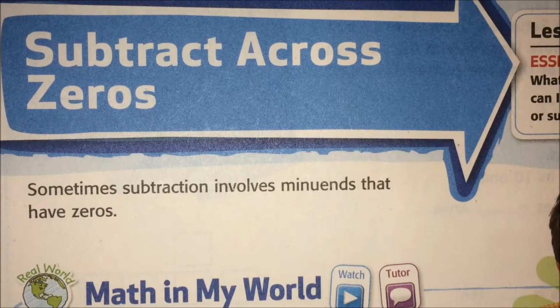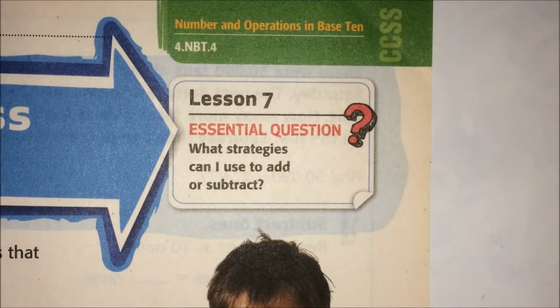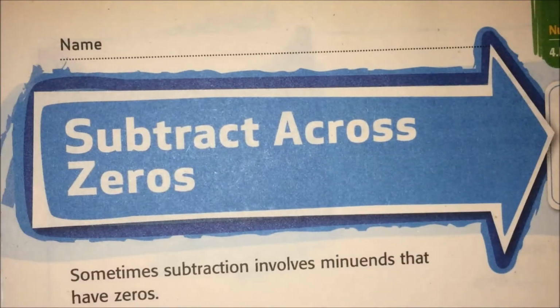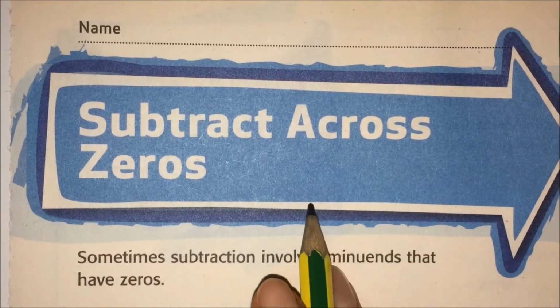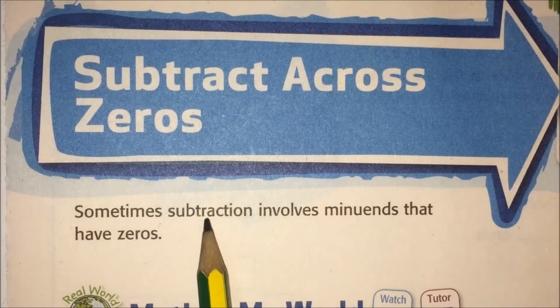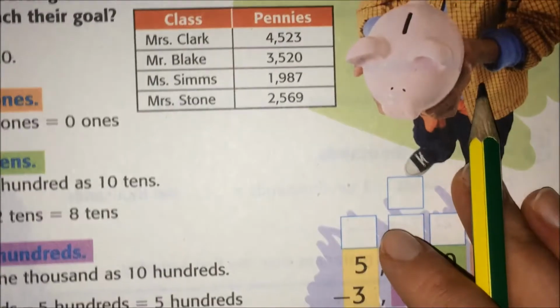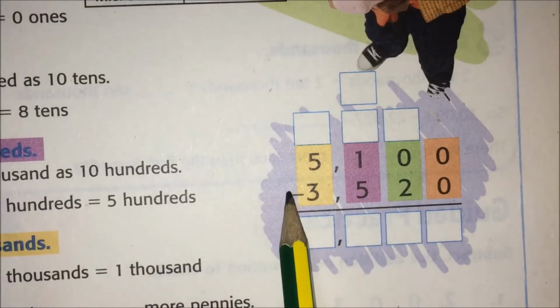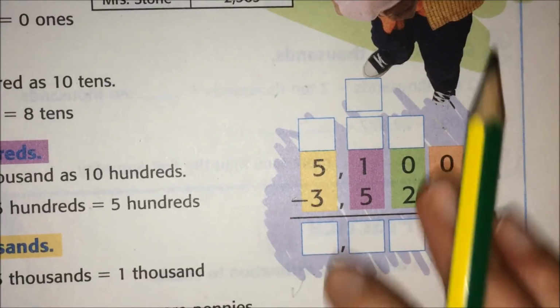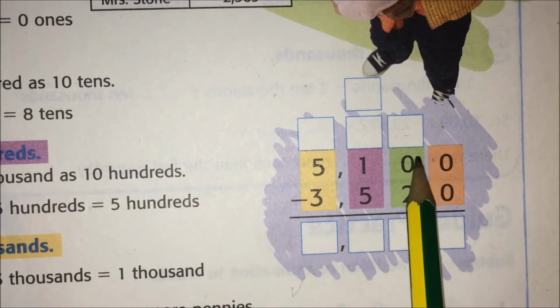to Chapter 2, Lesson 7. The essential question for this week is, what strategies can I use to add or subtract? Today's strategy is subtracting across zeros. Sometimes subtraction involves minuends that have zeros. Remember, you have the minuend, the subtrahend, and the difference. And the minuend has zeros sometimes. What do you do about that?